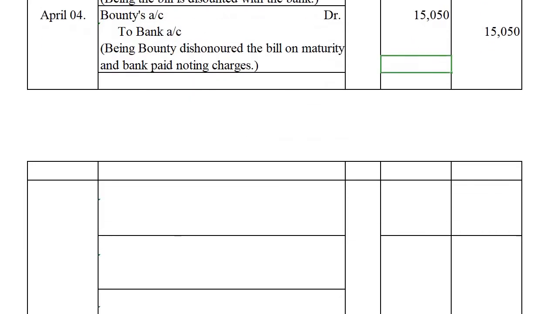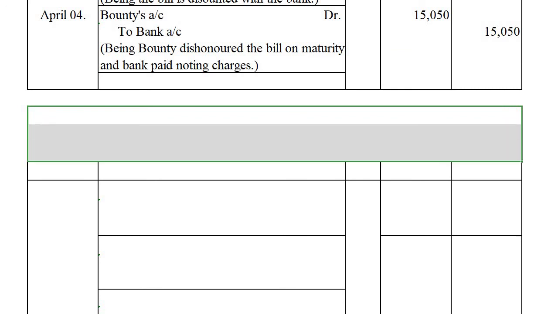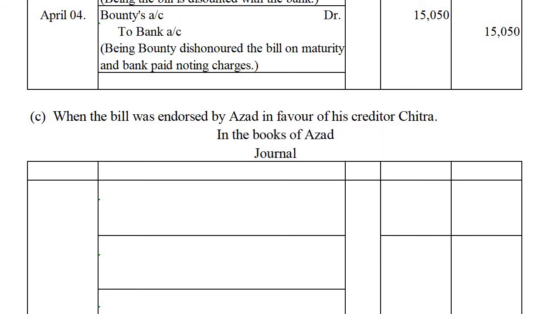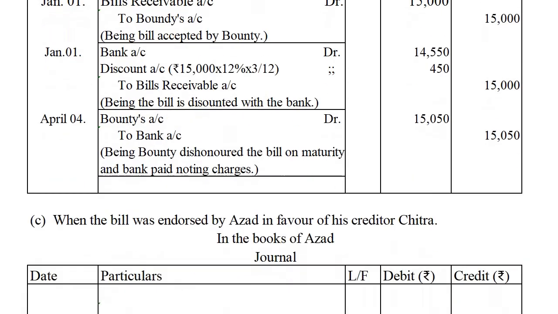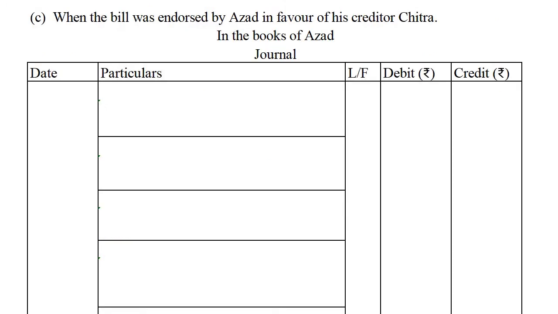Okay, now let us see the third case. What is the third case? When the bill is endorsed to a creditor, Chitra. Chitra is the creditor, to her the bill is endorsed by the drawer. Chitra is drawer's creditor. So here also the first two entries are same. So we can follow the same way for entries.